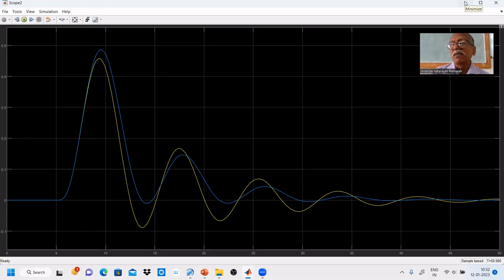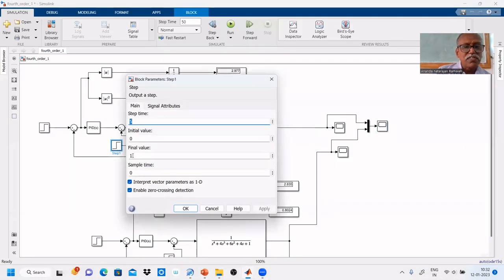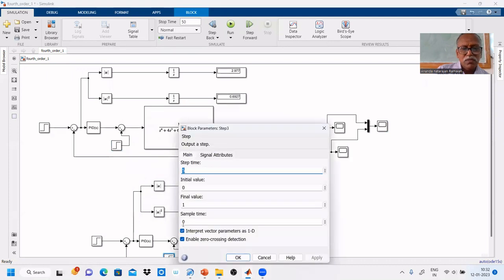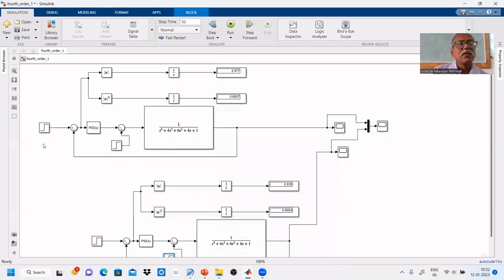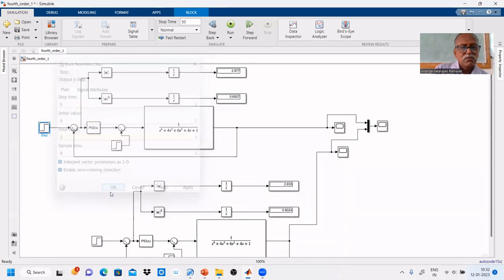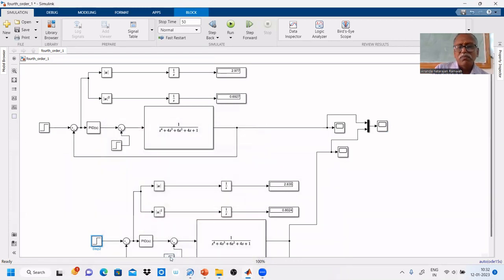So we did the regulatory response. That is the load response we finished. Now we will make the load 0. Here also we will make the load equal to 0. Now we will test for servo response. Final value is 2. Let us give 2. 2 or 1 depends upon the requirement. I am giving 2.